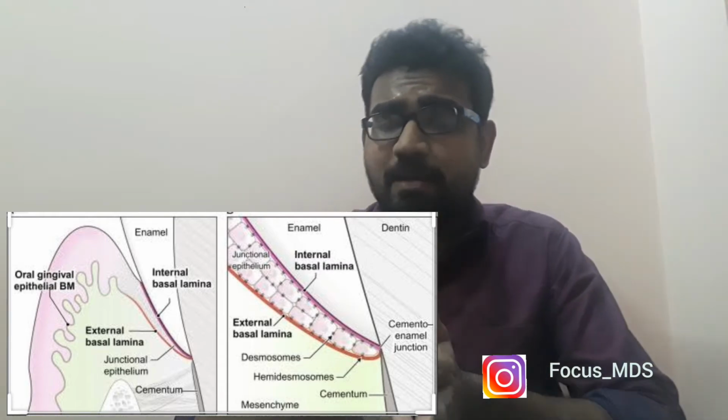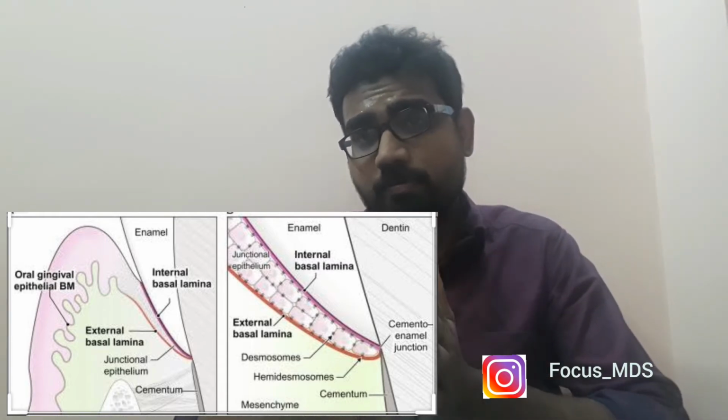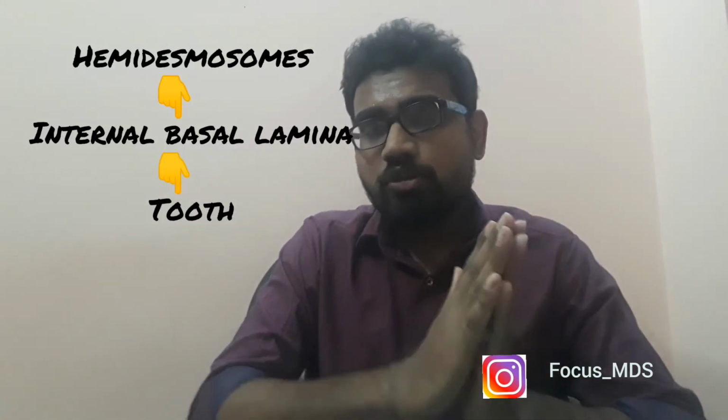The internal basal lamina is not a true basement membrane. It does not have type 4 collagen or type 7 collagen, but it has laminins. The laminins are where the hemidesmosomes get attached, and this internal basal lamina is the one that gets attached to the enamel. It is again split into lamina lucida and lamina densa. The lamina densa faces the enamel, and the lamina lucida is where the hemidesmosomes get attached. The role of the hemidesmosomes here is to anchor this internal basal lamina to the tooth structure.